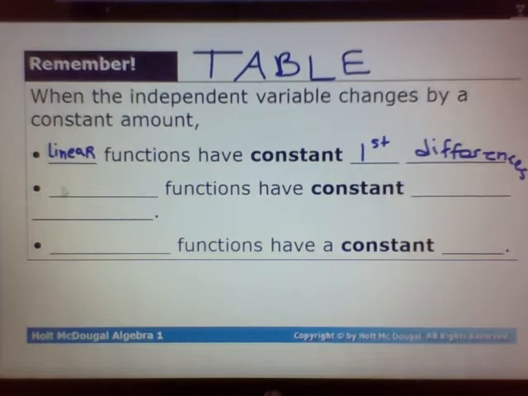All right. If we're looking at quadratic equations, which is one power up from linear, they have a constant second difference. So that means that you're going to take each of these first differences and subtract them, and that would be your second difference. All right, and then the last piece here is your exponential.